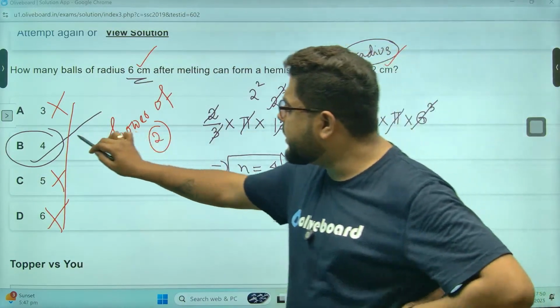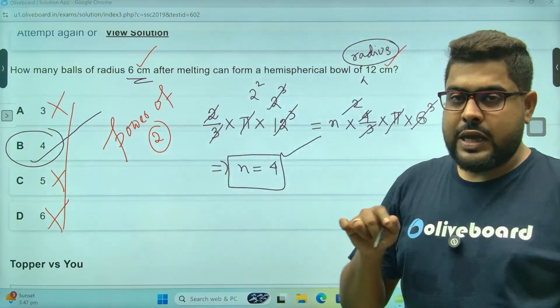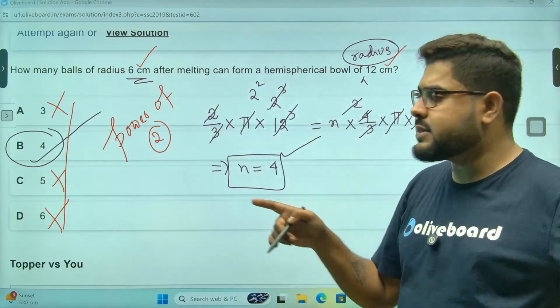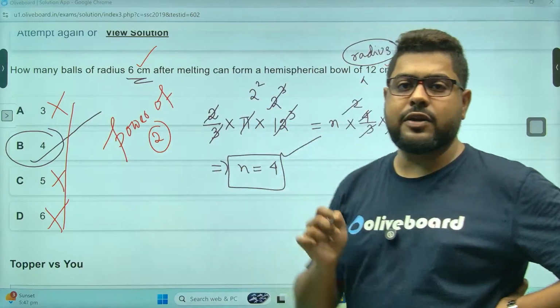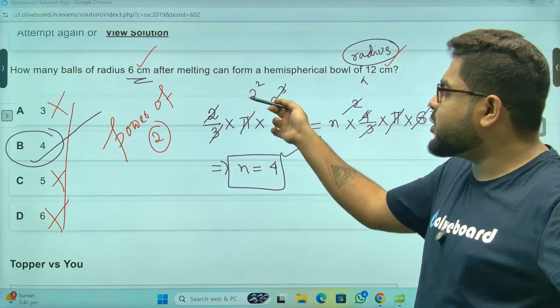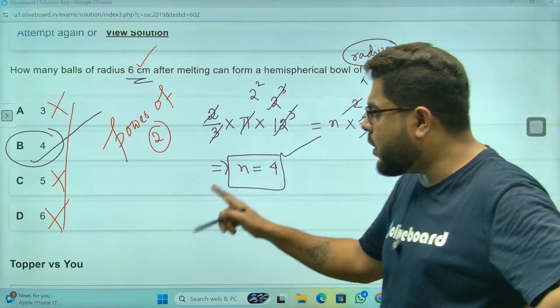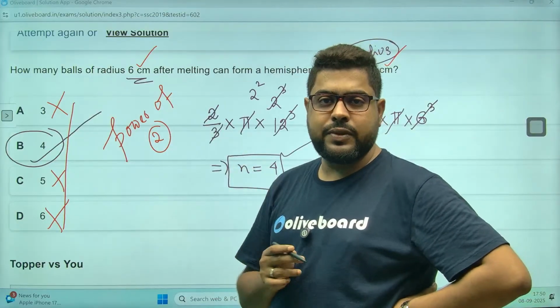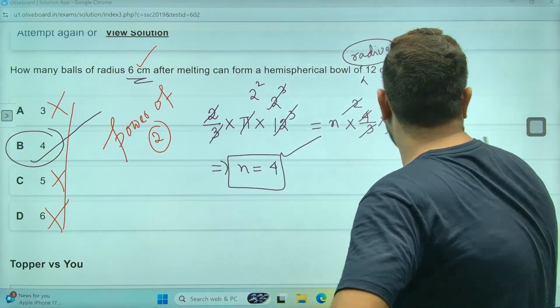So the only possible answer is 4 if you are confident enough. If you have solved hundreds of questions like this, you will say 4 will be the answer. I am confident enough. But if you have only solved 10, then you will not have the confidence to mark it in the exam. Clear, sir? Clear, everyone?